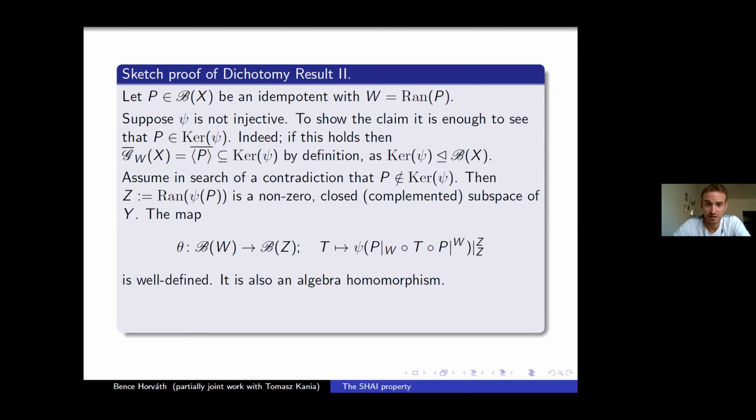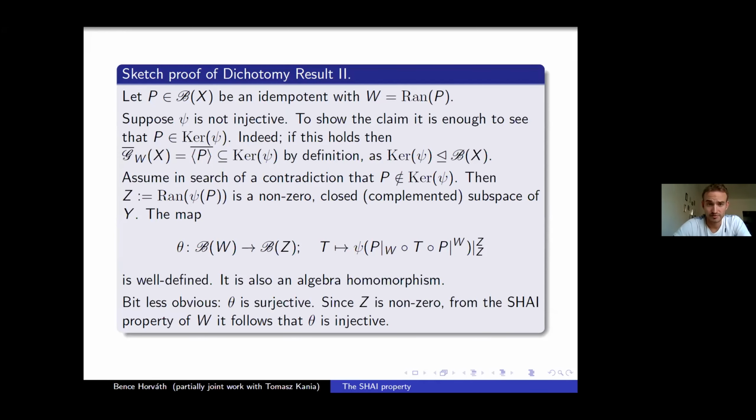It's very easy to see that it's an algebra homomorphism, and it's still quite straightforward to see that it's surjective. So again, we don't need to worry about any continuity here. It's fine. Now, because we assume towards a contradiction that this Z is non-zero, and we knew by the hypothesis that W has the Psi property, we know that this map must actually be injective.